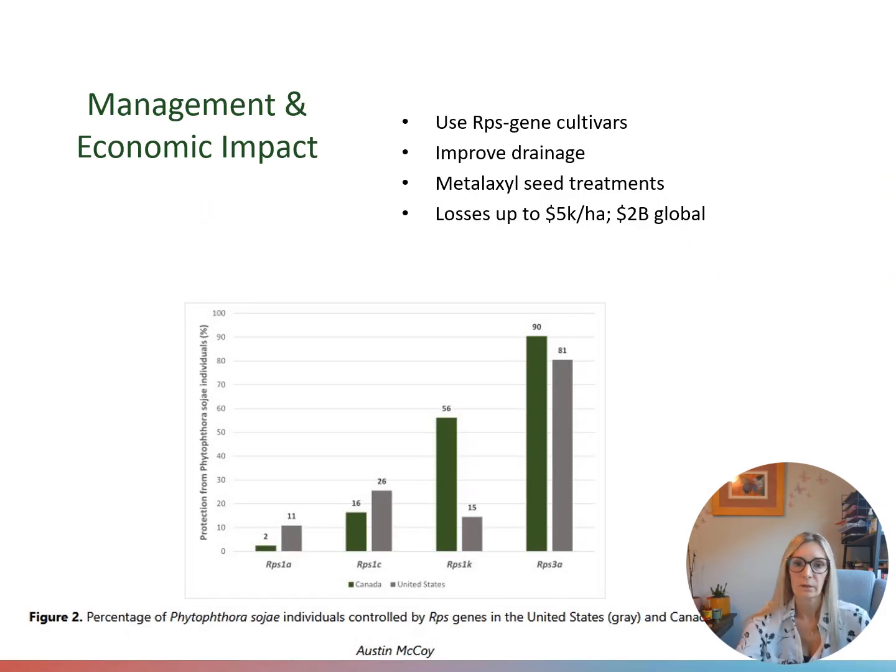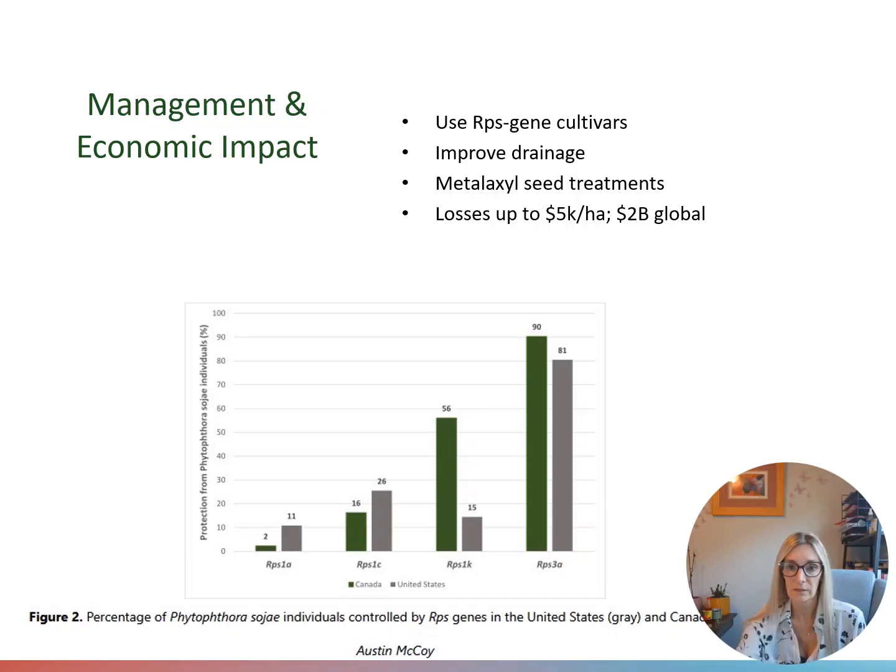Management relies heavily on resistant soybean cultivars. Many contain Rps genes such as Rps1a, Rps1c, or Rps3a, which recognize specific avirulence genes in P. sojae. However, the pathogen evolves quickly, so farmers often use cultivars with stacked Rps genes. Improving soil drainage is one of the most effective strategies because the pathogen depends on saturated soils. Seed treatments such as metalaxyl also provide protection during early growth stages.